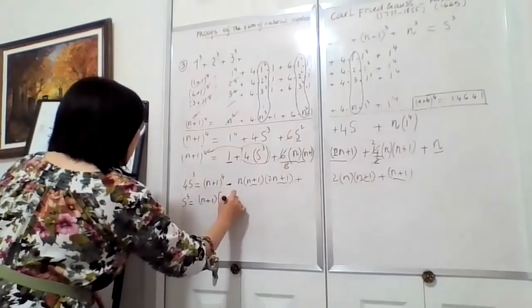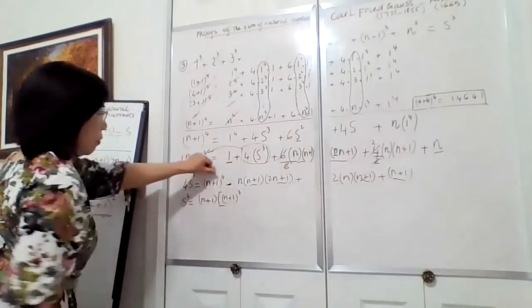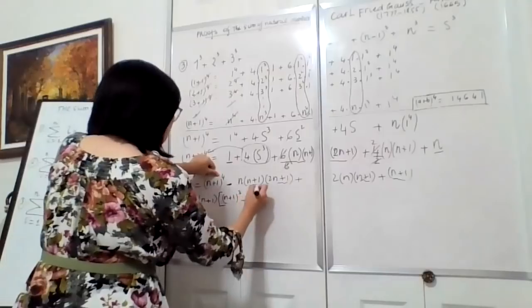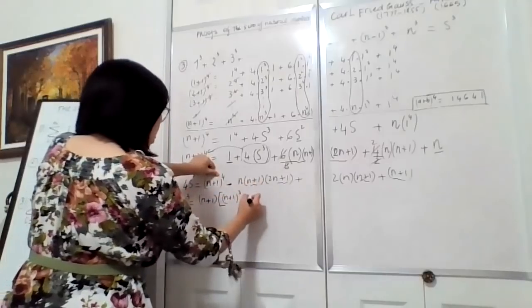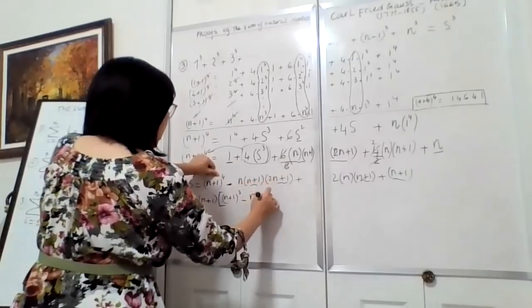This will become n plus 1 to the power 3, because when I tie back, I get back to power 4 here, right? So that's for this one. And now the next one, I have this already. So I only have to tie it with this one and this bracket.